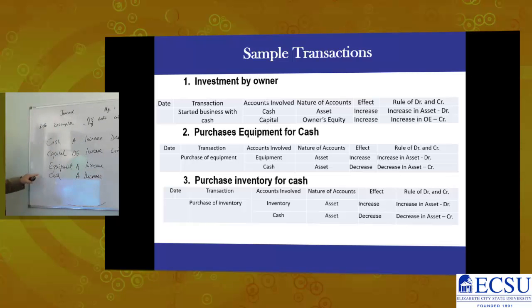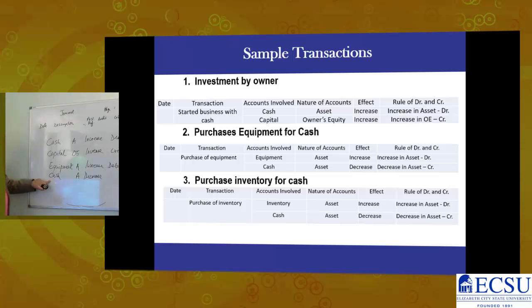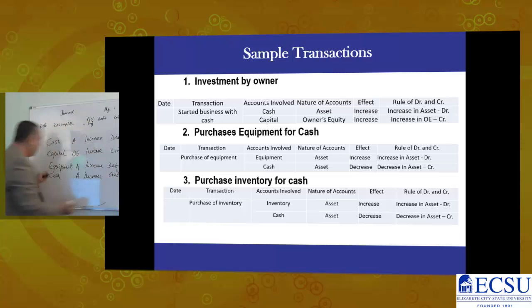So, now what we do is we apply the rule of debit and credit. Asset, when they increase, we debit them. When an asset decreases, we credit them. So that is why we'll be debiting equipment and crediting cash. So that is how this will be taken care of.